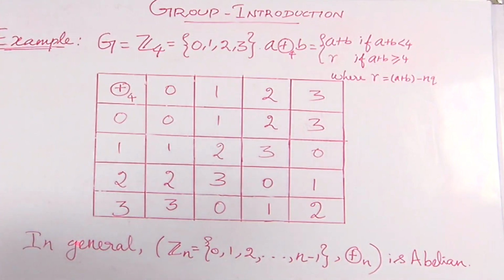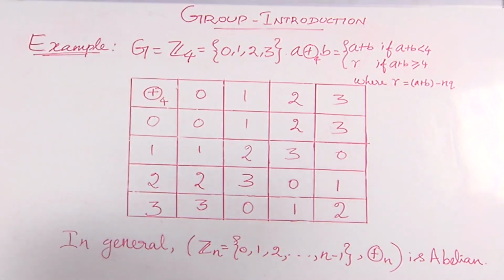It can also be generalized to the general set Zn. For any integer n, Zn is nothing but 0, 1, 2 up to n minus 1 with the operation addition modulo n. The set Zn together with the operation addition modulo n forms an abelian group.